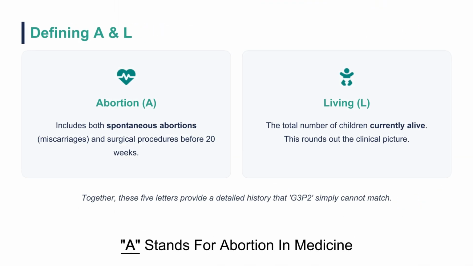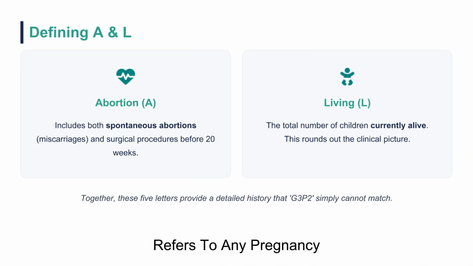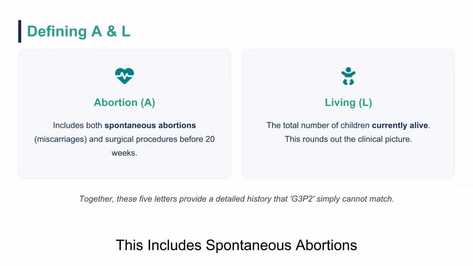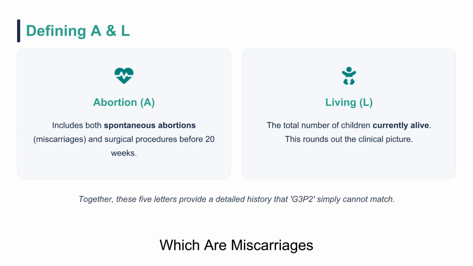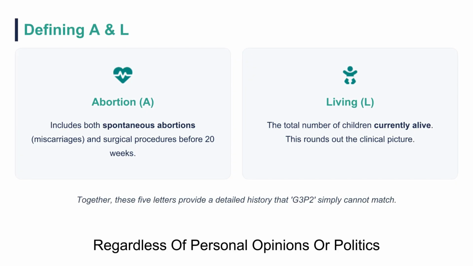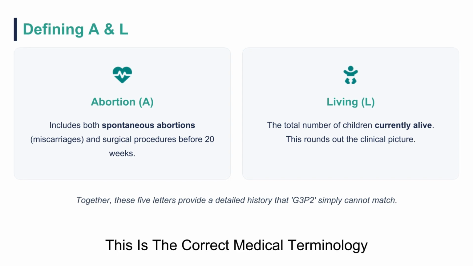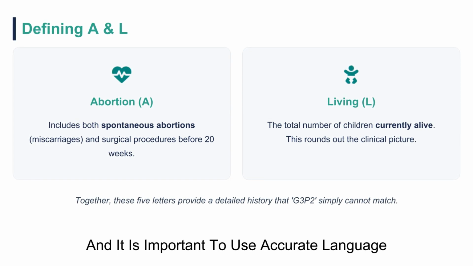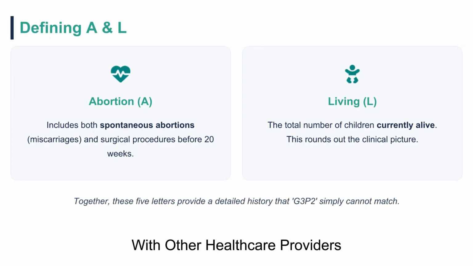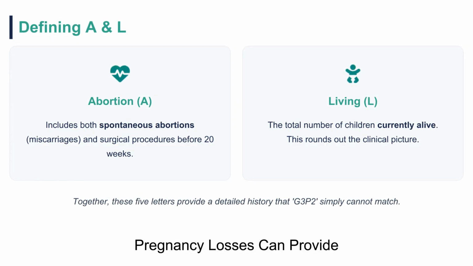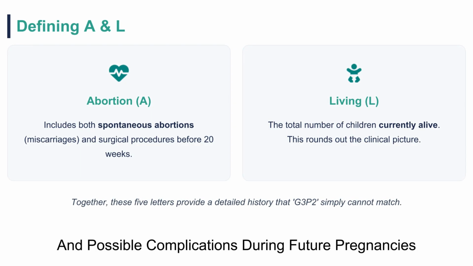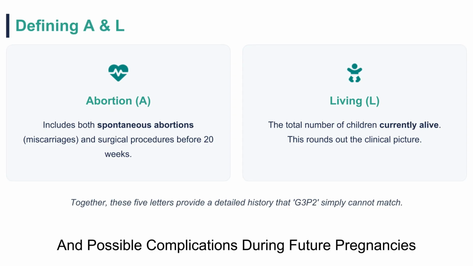A stands for abortion. In medicine, abortion refers to any pregnancy loss before 20 weeks gestation. This includes spontaneous abortions, which are miscarriages, as well as elective or surgical abortions. Regardless of personal opinions or politics, this is the correct medical terminology, and it is important to use accurate language when documenting and communicating with other healthcare providers. Pregnancy losses can provide important information about reproductive health and possible complications during future pregnancies.